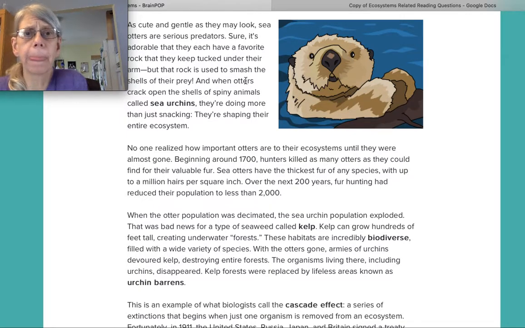Okay, all right. So abalone isn't all they eat. They eat something else with a shell. We'll talk about that in a minute. And when otters crack open the shells of spiny animals called sea urchins, they're doing more than just snacking. They're shaping their entire ecosystem. All right, sea urchins, you may have seen shells of dead sea urchins washing up on the beach. They kind of look like a little pillow.